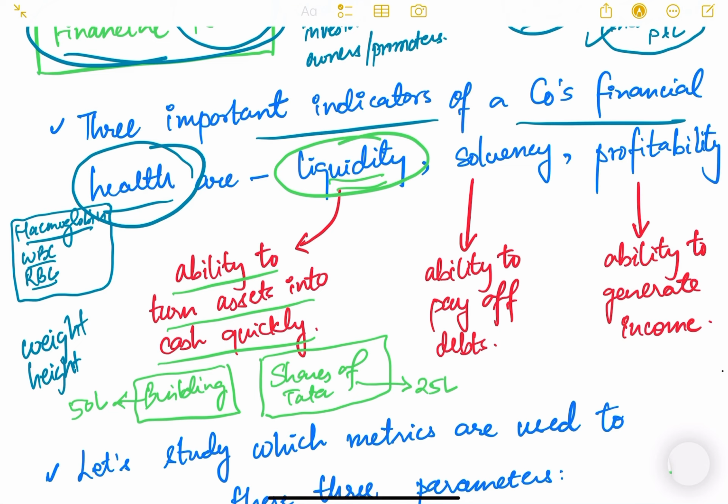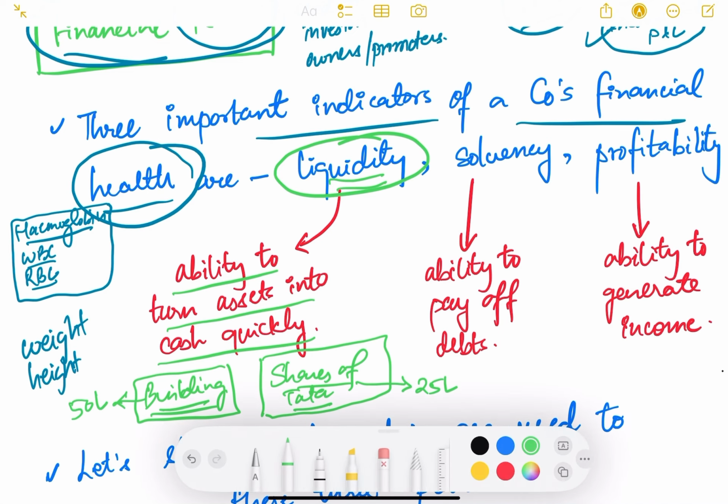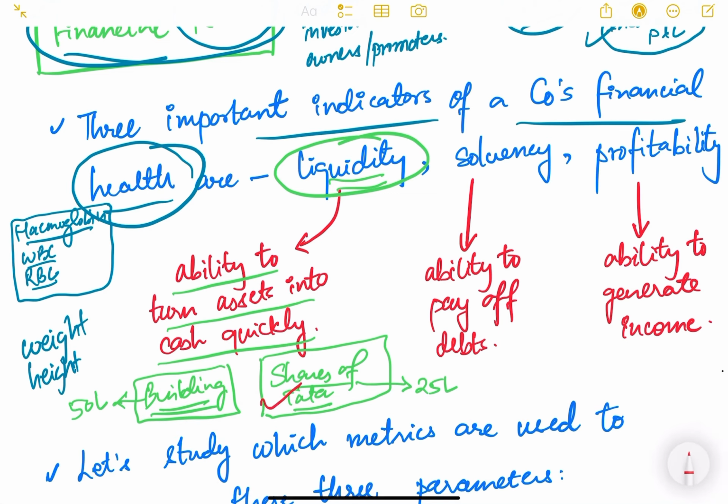Now you tell me which one is easier and quicker to convert into cash: selling the building or selling the shares? Definitely our answer is the shares. Shares can be very quickly converted into cash. You can sell the shares immediately on the stock market exchange and you can get your cash.